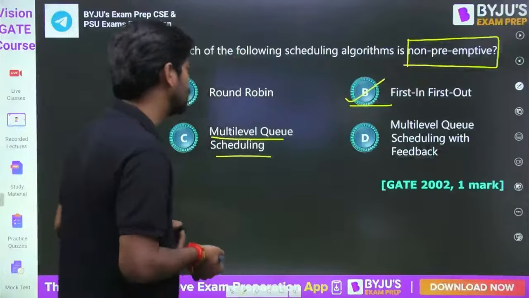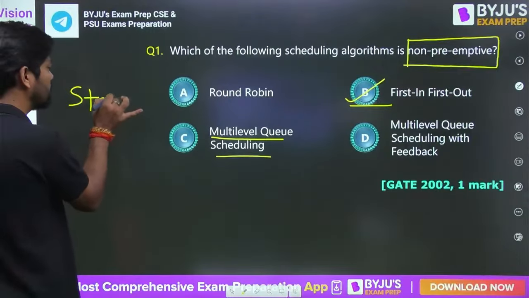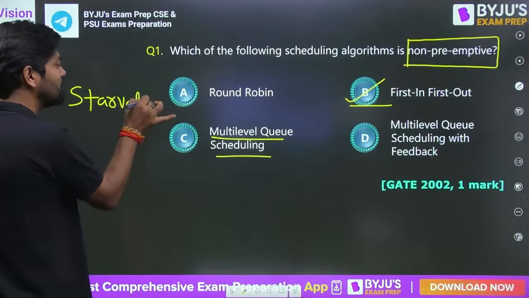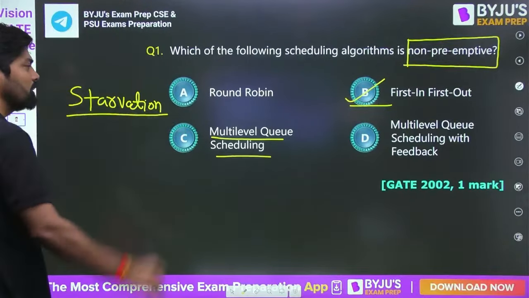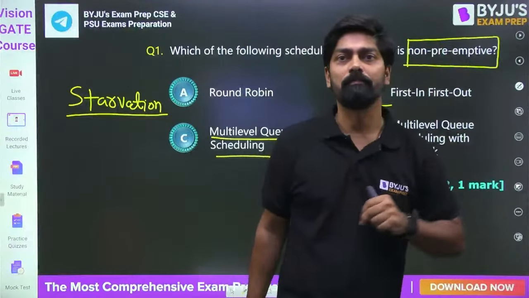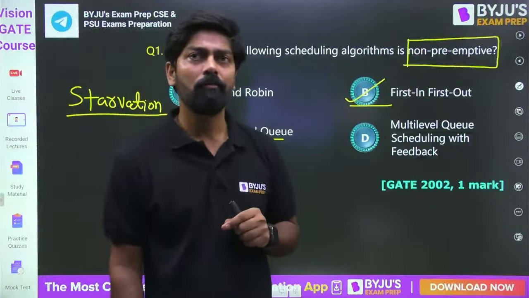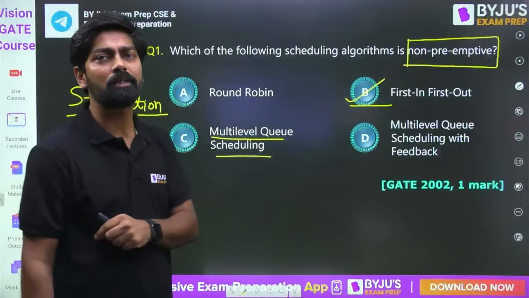Let me ask you. Can anyone say starvation? I'm talking about starvation, my dear friend. Can you please let me know which of the following scheduling algorithm is suffering from starvation? So you should have a very fair idea about that. Maybe that is a 1 number question in the next GATE exam.